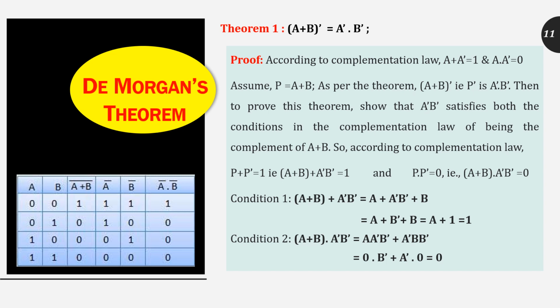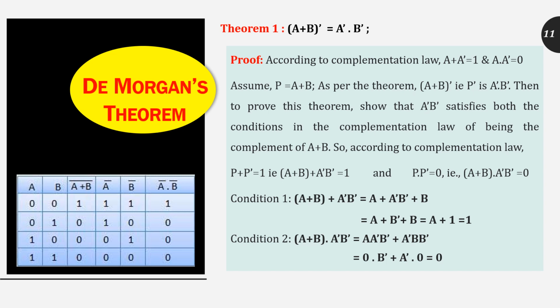Then to prove this theorem, we need to show that A bar B bar satisfies both the conditions in the complementation law of being the complement of A plus B. So P is A plus B, and P bar is equal to A bar into B bar. According to the complementation law, we need to prove P plus P bar is equal to 1. That is, A plus B plus A bar B bar is equal to 1, and also P into P bar is equal to 0. That is, (A plus B) into A bar B bar is equal to 0. We need to prove these two conditions to prove De Morgan's first theorem.